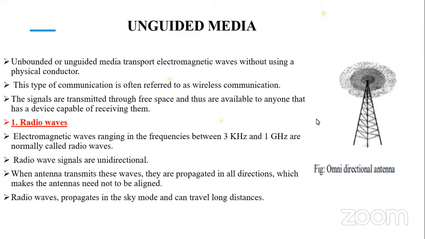Omnidirectional antenna. What do you mean by omnidirectional? It means there is no particular direction. Signals travel as they like, with no particular direction, they travel anywhere. So this is called radio waves. The range of frequencies is 3 kilohertz to 1 gigahertz, and radio waves are unidirectional. There is no particular direction, and they can be propagated in all directions. They can travel long distances also.